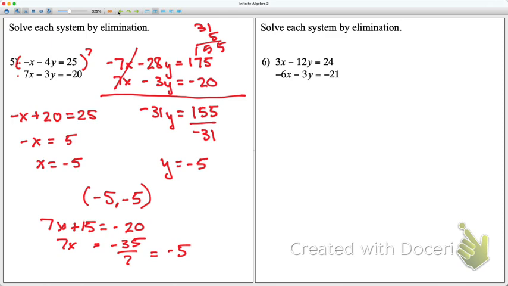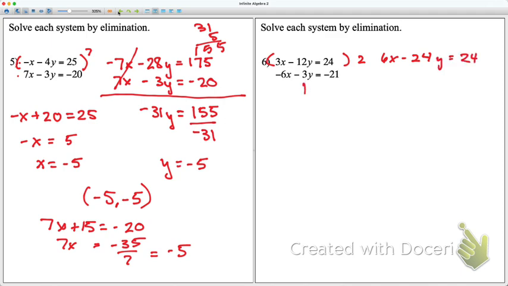I'm not gonna do 6. I just want to look at it. Which variable do you want to get rid of, x or y? Want to get rid of the x? So if I times this whole thing by 2, I would have 6x minus 24y equals 24.